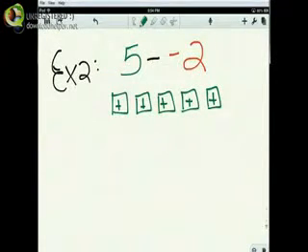Okay, let's go ahead and look at example 2. In example 2, we have a +5, and we're trying to take away -2. Now, the problem here is, guys, that we don't have any negatives to take away. So I can't actually physically take away -2 because I don't have negatives to begin with. So when we have this kind of situation, what we're going to do is use zero pairs.